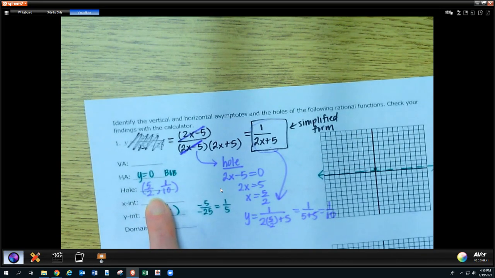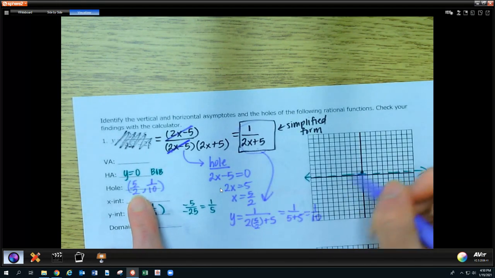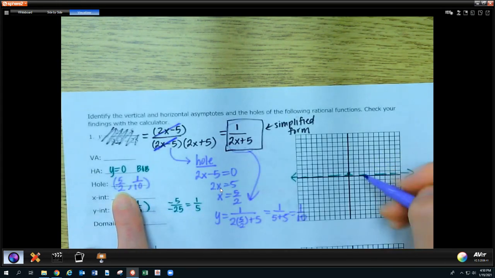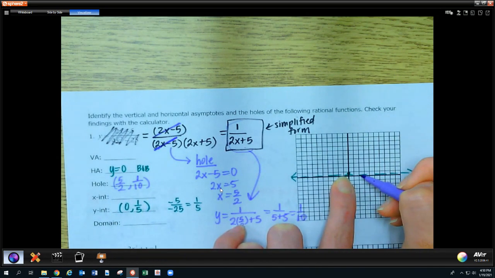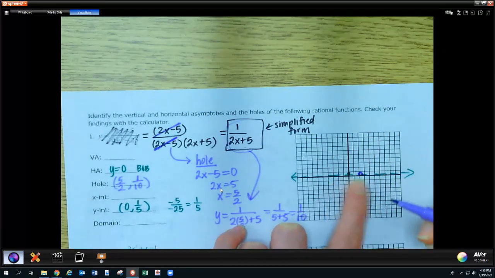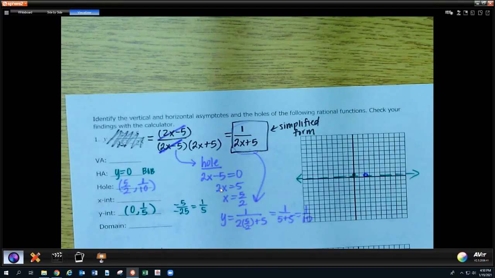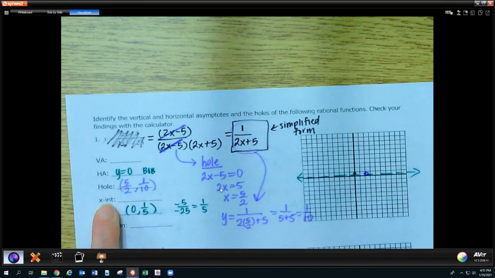Okay, so you're going to go to those coordinates. 5 halves is the same as 2.5, so right here. And then 1/10, it's smaller than this y-intercept at 1/5. And so put an open circle really close to 0. Okay, there's the hole. That's how you plot a hole, just like a point, but it's an open circle. Now that you've done that, you are ready to find the x things, meaning the vertical asymptote and the x-intercept.